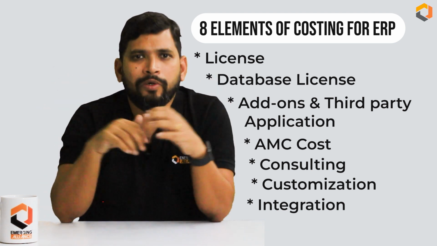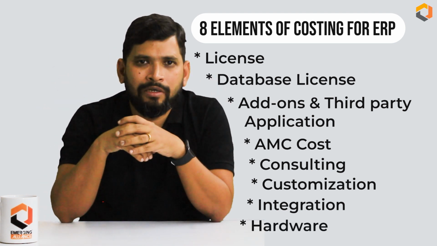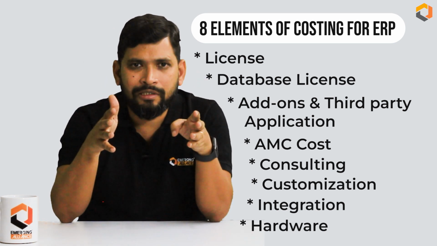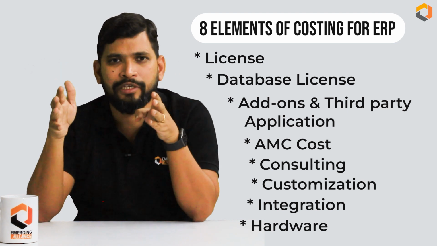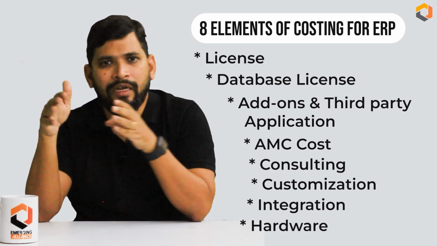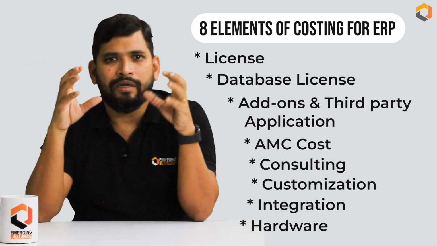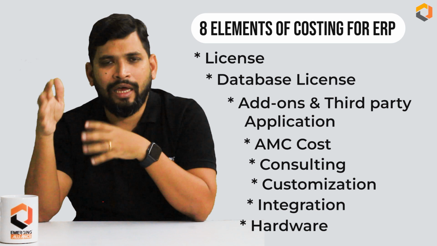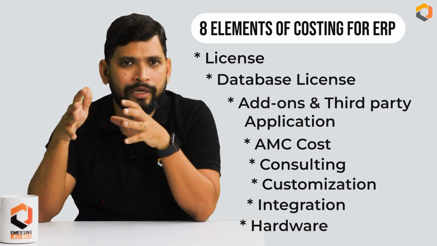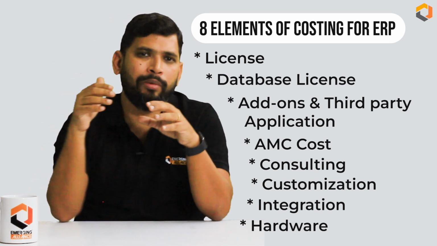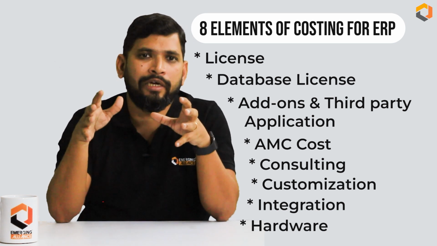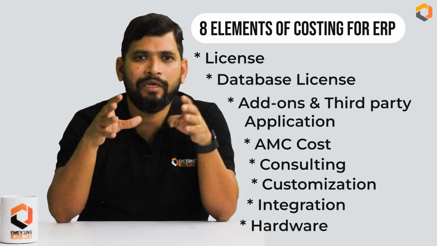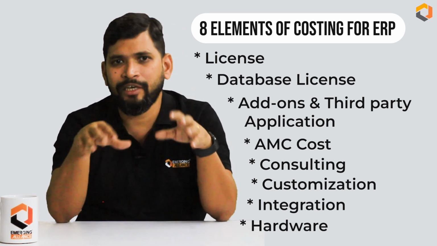The eighth element that we are going to talk about is the hardware. All along we have been talking about the software and its licenses, the implementation portion of it or the service portion of it. Now comes the hardware. For the licenses to sit on hardware and the implementation to happen properly, you need hardware in place. So you will have to budget for the hardware. You will also have to take into account the cost of the hardware. So hardware is a critical cost element in an ERP implementation, and that's the eighth one.